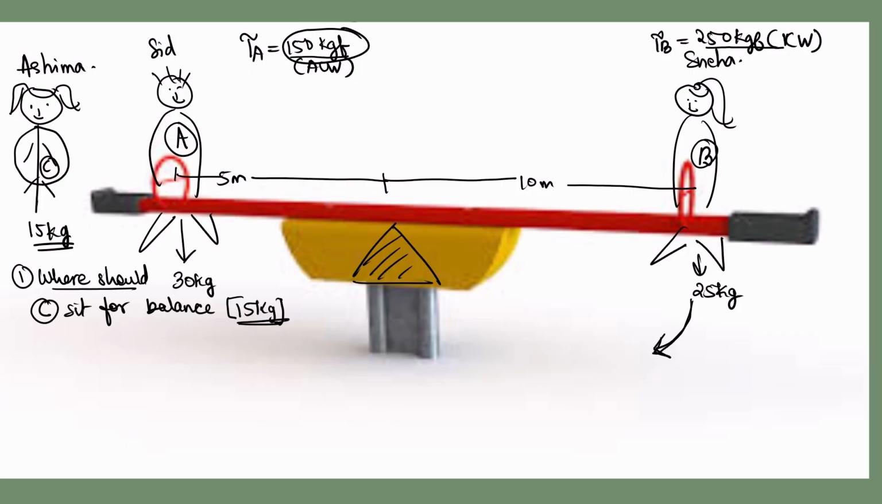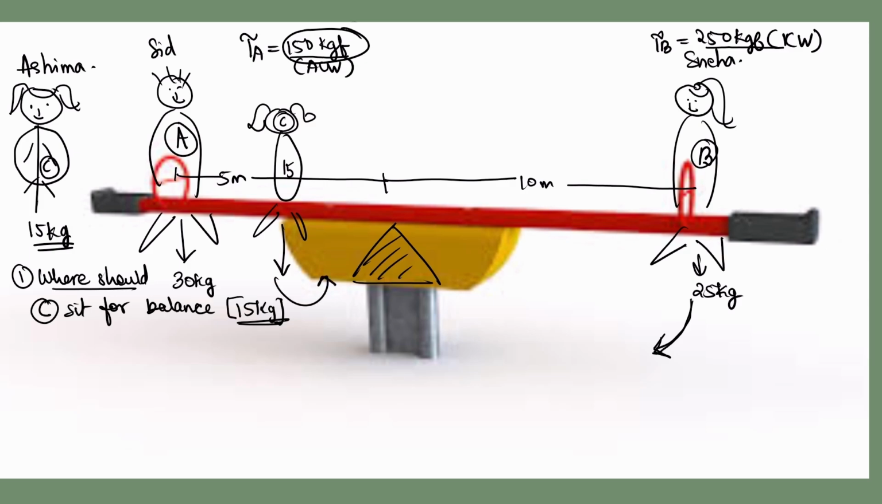Ashima, we have already figured out that Ashima has to sit over here. That's for sure, because it's Sid who is up now. So we have to add weight on Sid's side. So Ashima is now sitting over here. Ashima's weight is 15 kg. Ashima is person C. So Ashima is going to cause what kind of movement? She is going to cause anti-clockwise movement.